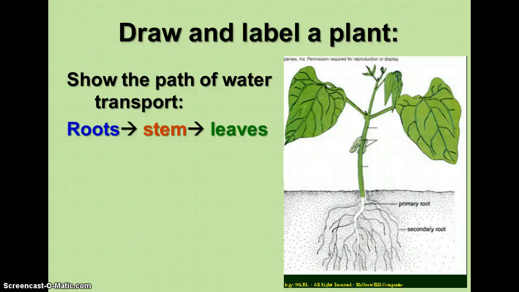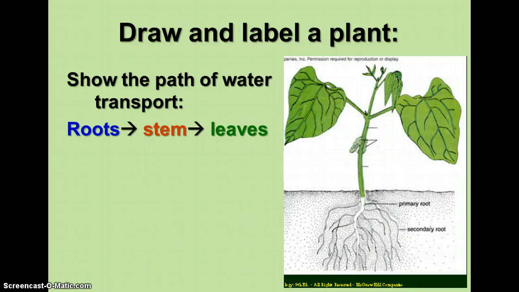The big thing for you to understand is the path of water transport, because a lot of what happens in plants and a lot of what plants are about is about the transport of water and nutrients in the plant. So if you'll show that the water goes from the roots through the stem to the leaves, that's the ultimate transport that happens in the plant. And we're going to talk about how that happens and what kind of tissues it happens in and so forth.